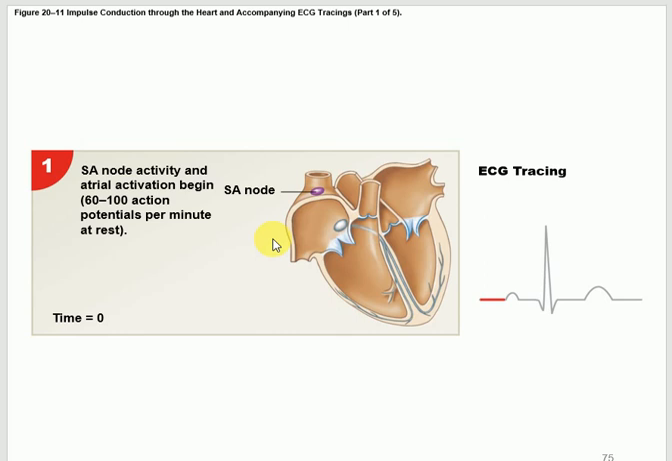So here it is. We start here, SA node, the purple, go into the internodal pathway, and then you go to the AV node, slow it down, give time to the atria to contract, and then pass through the AV bundle, bundle branches, Purkinje fibers. And if we record that by the ECG, you need to know the components and what each of these waves presents. So this SA node will be this first part right here, before the P wave.